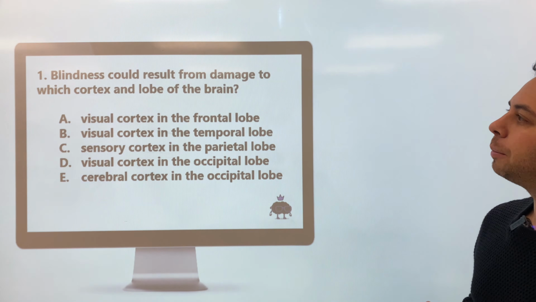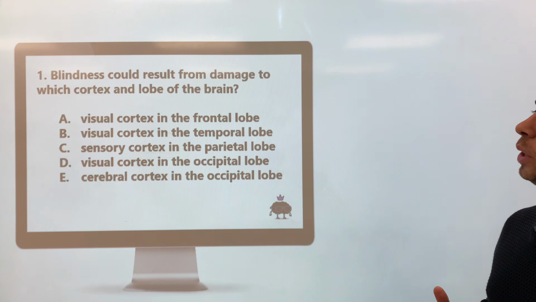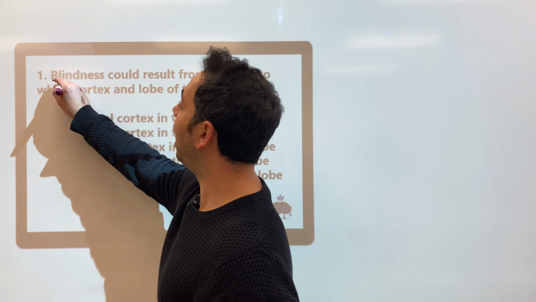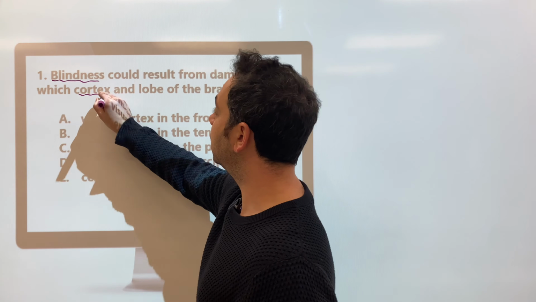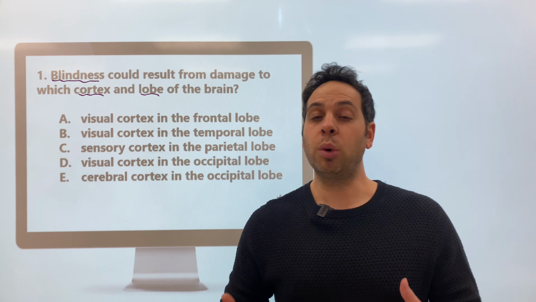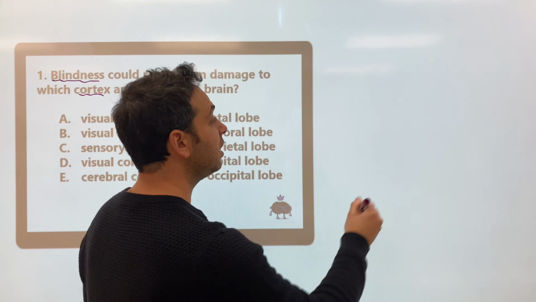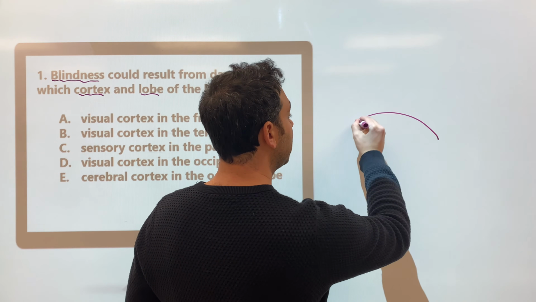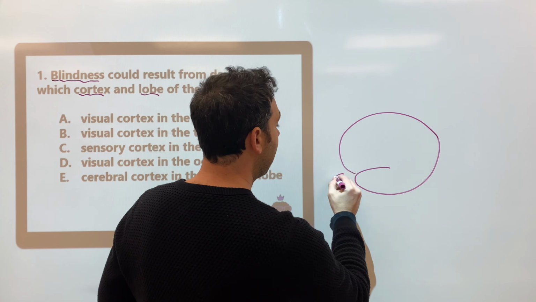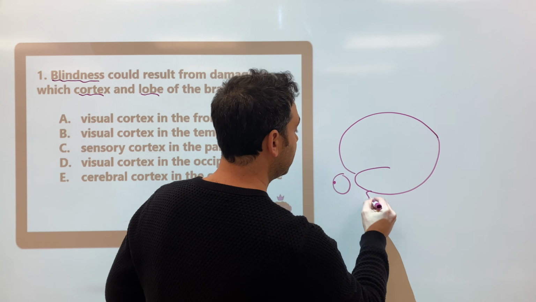Number 1. Blindness could result from damage to which cortex and lobe of the brain? Alright, so what they're asking is if I lose my eyesight, what cortex and lobe might be damaged that causes blindness? So how do I know the answer? Well, we have to visualize and know where the lobes are. To do this, I always imagine visualizing our brain. Think of it like a giant thumb, just like this. And we have our eye right in the front, and we got our brain stem coming down here.